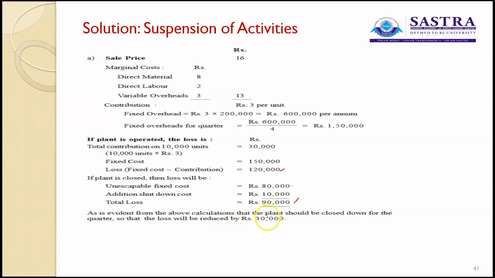Now it is evident from the above calculation that the plant should be closed down for the quarter, because the loss is reduced by 30,000. So if it is closed, it is 90,000. If you are going to operate, it is 1,20,000. So it is better to close because it reduces the loss by 30,000.